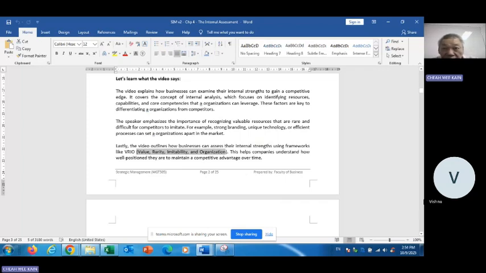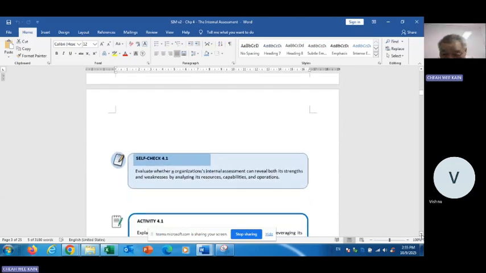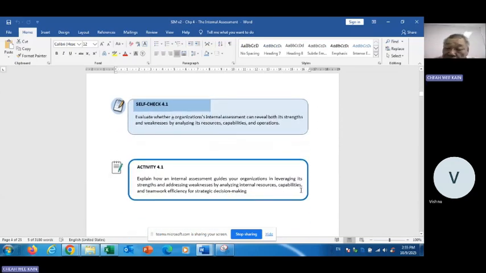So we call it the VRIO. A resource that has at least 3, best to have 4, is a good resource. If your resource only has 1 or 2 out of 4, it is not so strong a resource. So understanding which resources you have, after you identify them, can help you to strike and get an advantage over your competitor. So, self-check question 4.1.